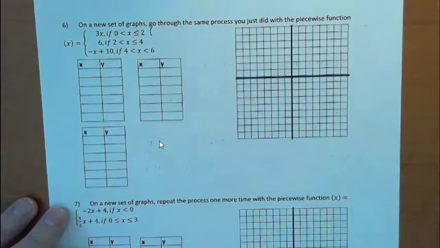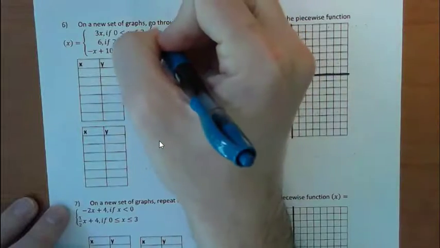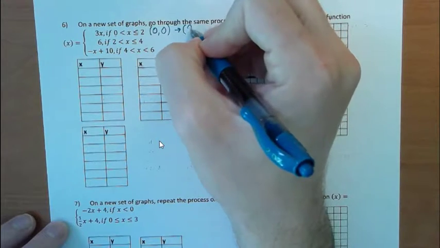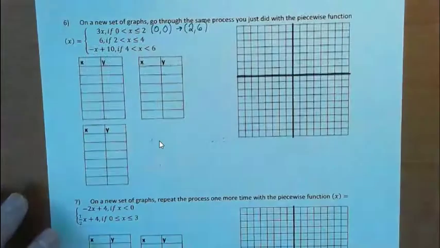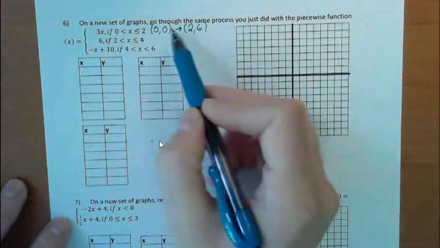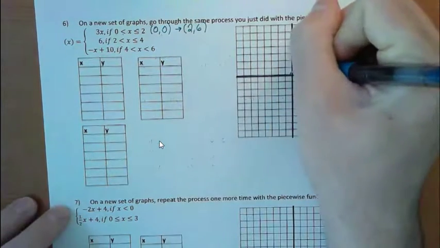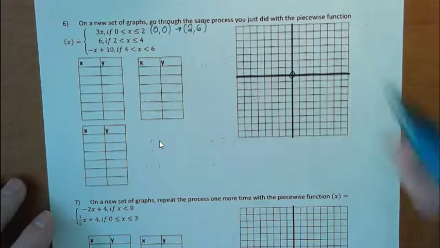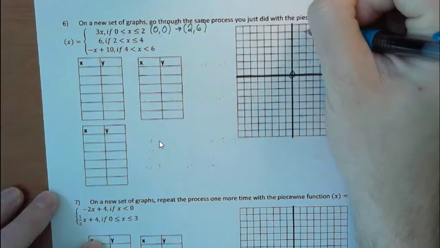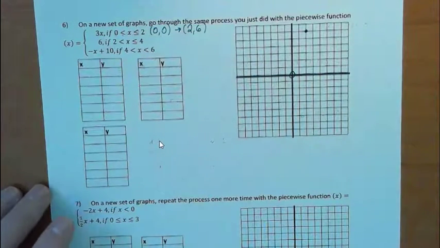So if I put 0 in, well, that's going to be 3 times 0, and it's just going to be the point 0, 0. If I put a 2 in for x, that is going to be 2 times 3 is 6. So I have 2, 6 as my ending point. You'll notice that we have a less than symbol, so this is going to be an open circle at 0, 0. And then 2, 6, 1, 2, 3, 4, 5, 6 is going to be a closed circle, since that's a less than or equal to sign. And we can connect those points.